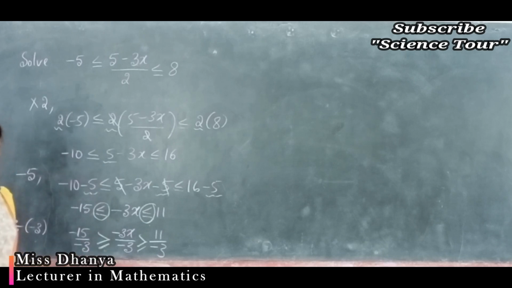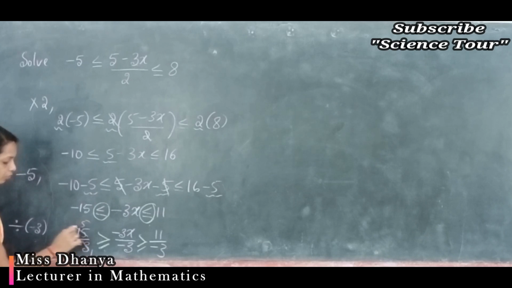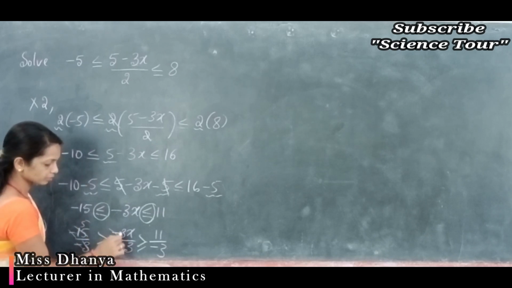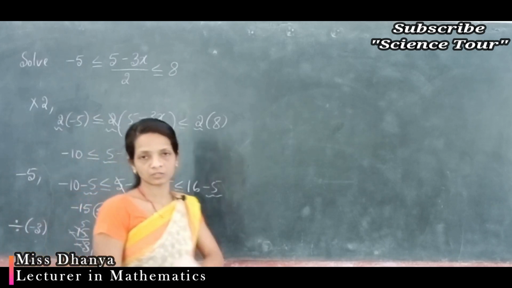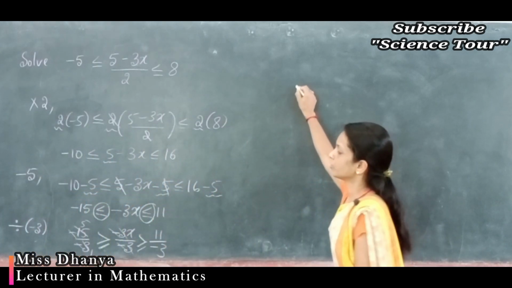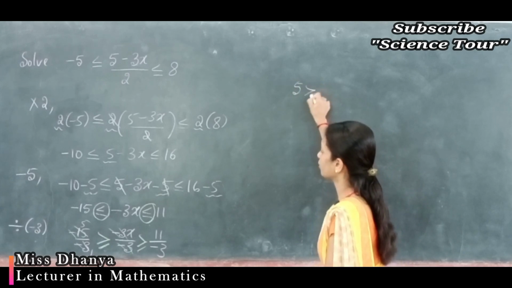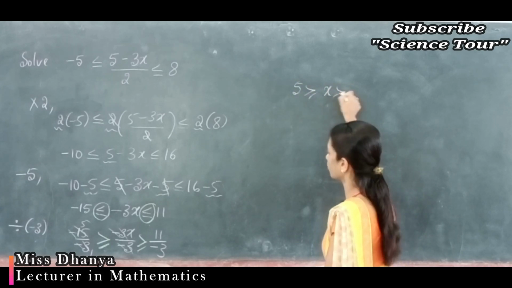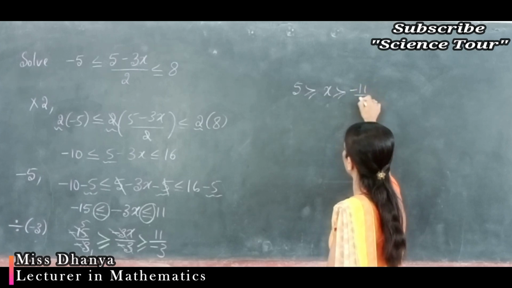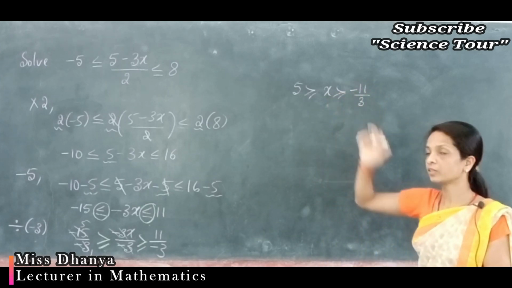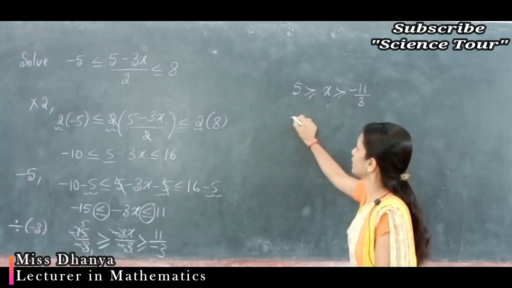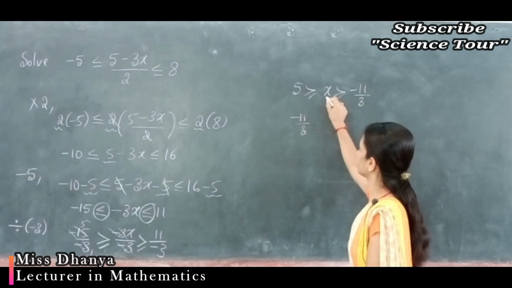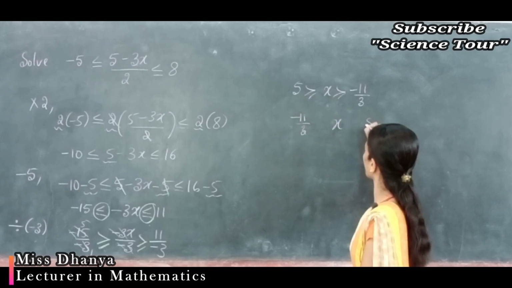Now you simplify. Here minus and minus cancel, and 3 ones are 3, 5 times. Here also -3 by 3 cancels, and here we can't simplify further. So what you get is 5 greater than or equal to x, greater than or equal to -11 by 3. Otherwise you can write this inequality in another way. I'll write from this side -11 by 3, in the middle x, and next 5.